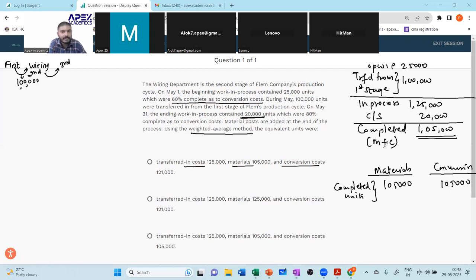80% is completed for conversion. Appreciate, 80% is for the WIP ending, for these 20,000 units. I have already excluded them and I have come to 1,05,000. Okay, sir. If 1,05,000 are completed, are they not completed from the perspective of material as well as conversion?